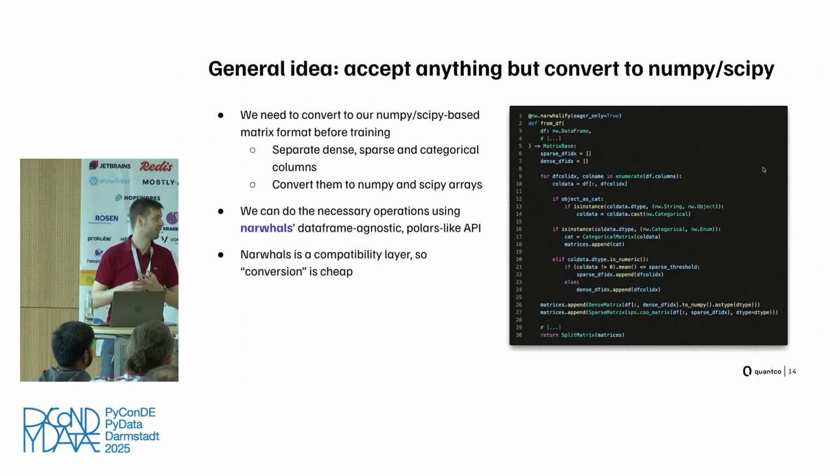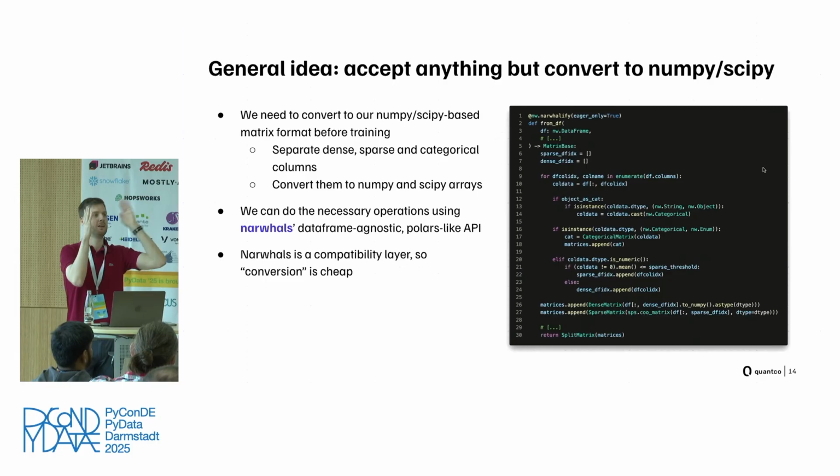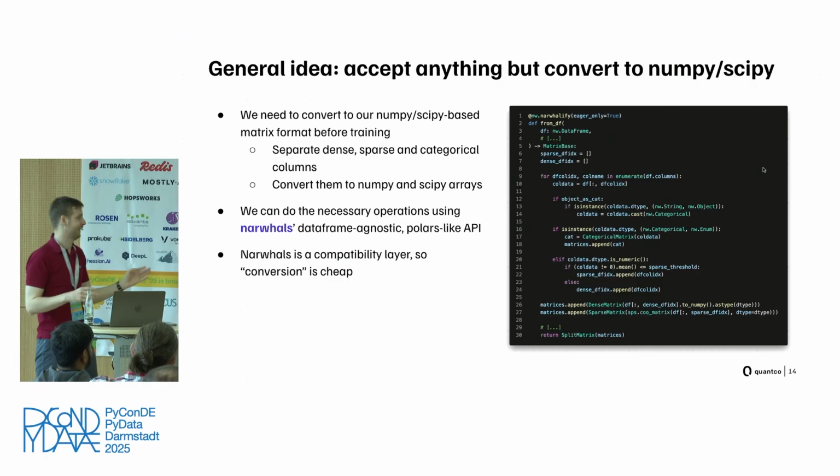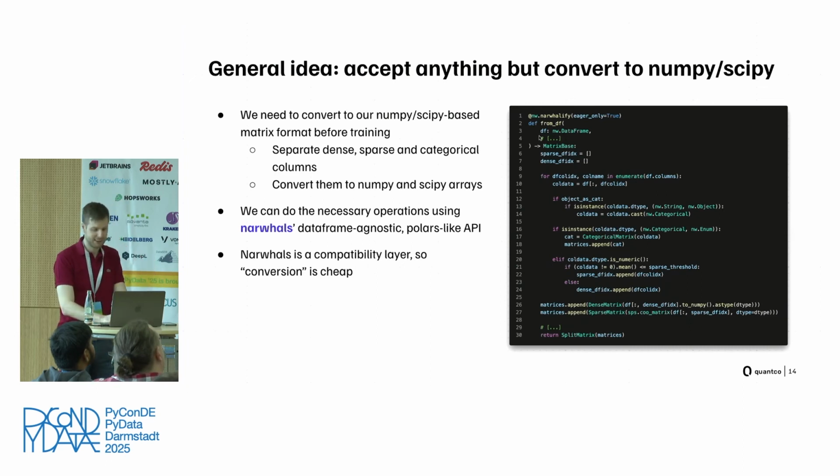Maybe I still have some time, so let's go a bit into details about how we actually do it. Just remember what we need to do is we take a data frame, we break it down into dense parts, sparse parts, and categorical parts, and store them as NumPy or SciPy arrays. Basically, when we use narwhals, we just have to use this narwhalify decorator, which means that by the time we get the data frame, it's not a pandas data frame or polars data frame or whatever, but a narwhals data frame. The underlying data is not changed, it's just a compatibility layer, but on this narwhals data frame, we can use a polars-like API.